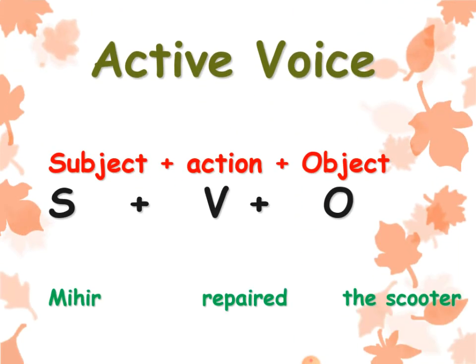So, the formula for active voice is subject plus action plus object. S plus V plus O. In the given sentence, Mihir repaired the scooter. Mihir is a subject, repaired is a verb, and the scooter is the object. So the formula for active voice is S plus V plus O.